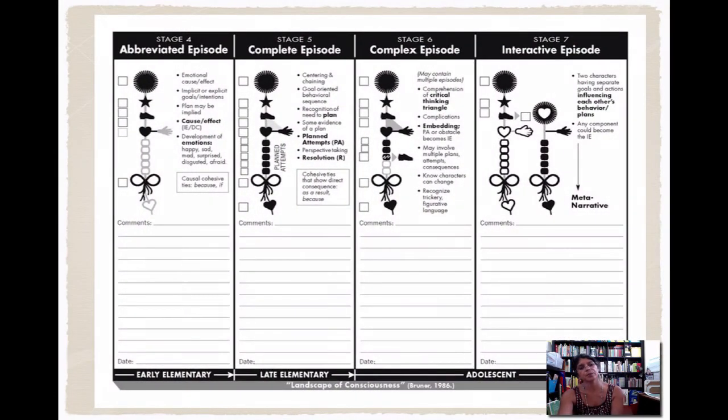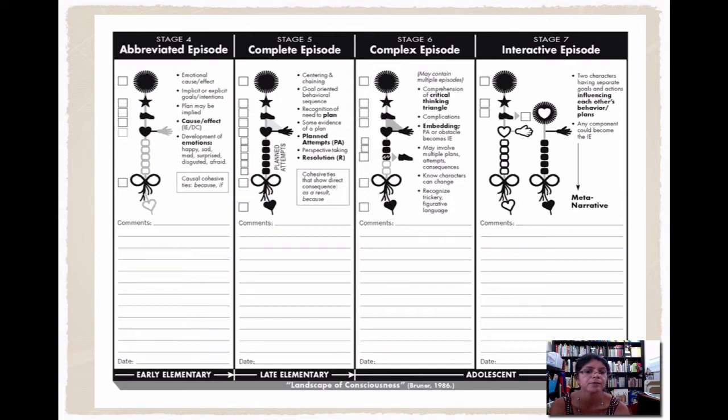Stage 4, you have an abbreviated episode. Basically, it's getting a little bit more involved at the beginning of the story. That student might tell you the character, the setting, something that set off a sequence of events, a cause and effect. So for example, a kickoff might trigger some kind of feeling, which is the heart. And then the hand might be some kind of plan that the character has. And then that bow at the very end of that sequence is something that ties it all together.